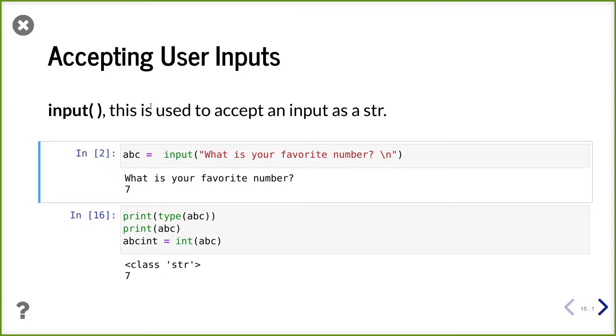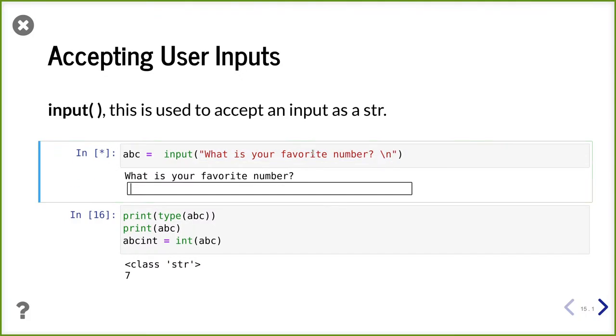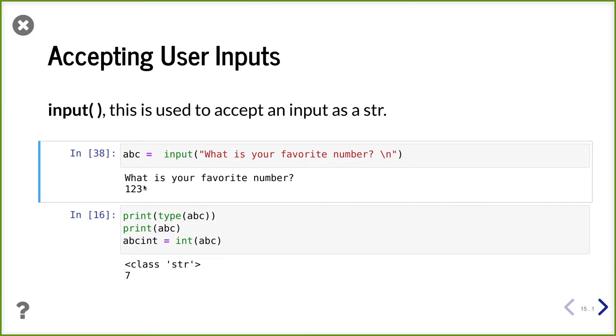Another very useful function is the input function. For example, here you put input, and inside the function you put a string with the question. For example, what's your favorite number? And if you do that, it will create a box. You can put your number, 3. And then it will save the input, just put in the box, to this variable, abc.